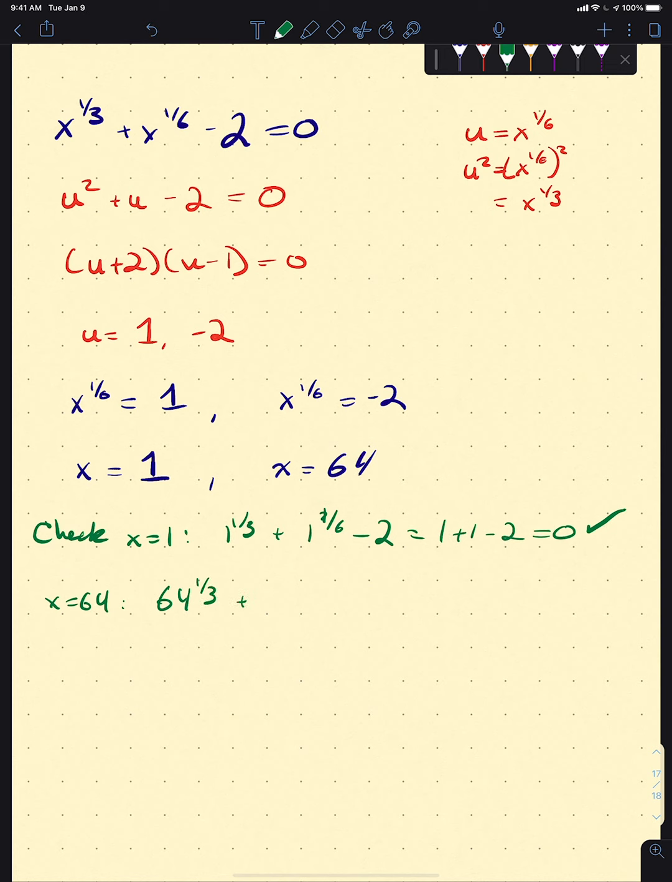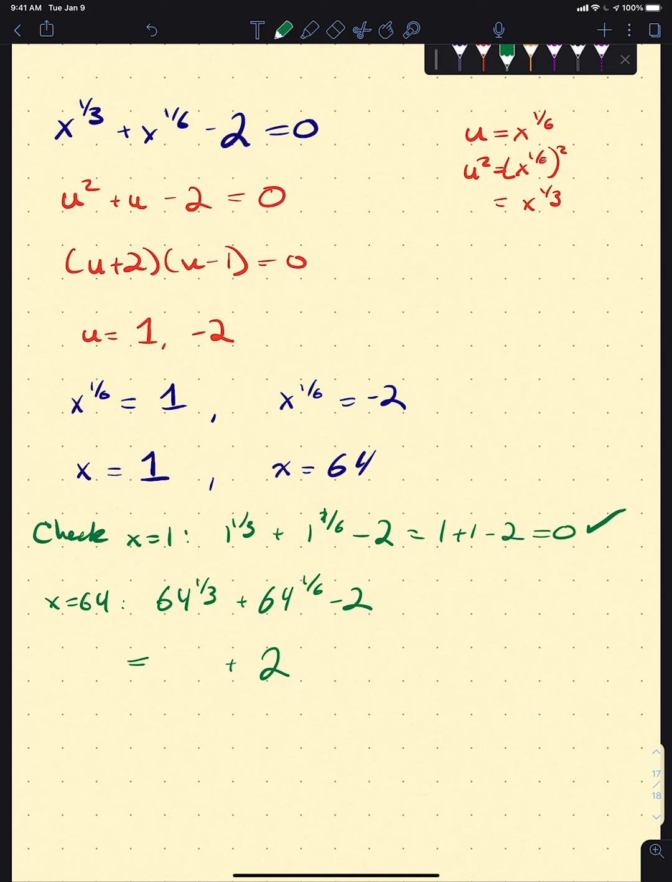64 to the 1/3 plus 64 to the 1/6 minus 2. Rather than right away trying to calculate the cube root of 64 if you don't know it off the top of your head, recognize that 64 to the 1/6 is 2, and so it would be the square root of whatever this is, right? Because we need to multiply 1/3 by 1/2 to get 1/6. So that means that this should be 4.